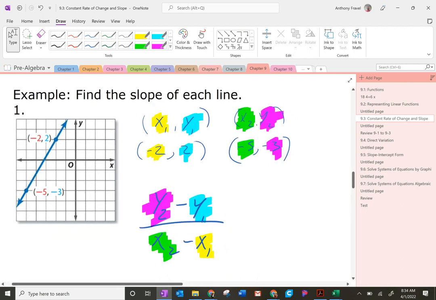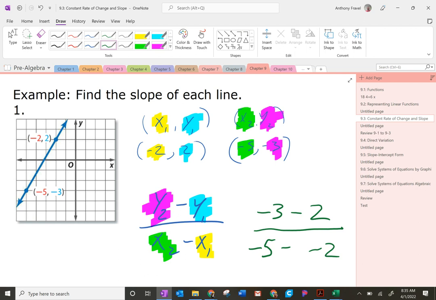So as I start to solve this, my y2 value is -3 minus my y1 value, which is 2, over my x2 value, which is -5, minus my x1 value, which was -2. I really want to make sure you saw this. Every time I'm subtracting, put the subtraction first and then write the number. So I've got minus and -2. You guys see that right away? Okay, so if I minus a -2, what is that?